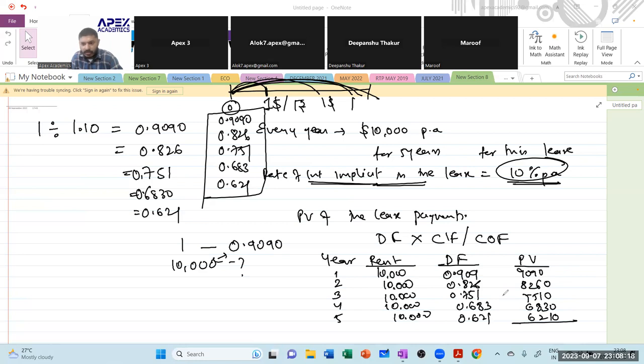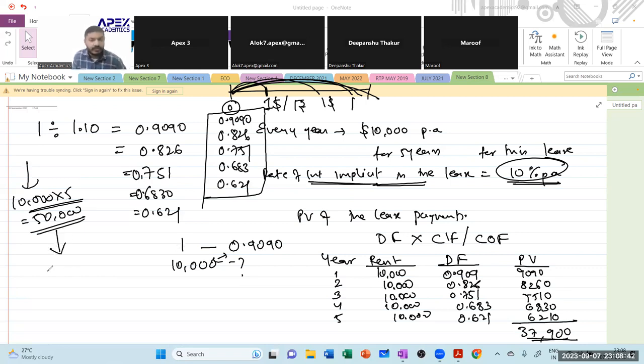So 9090 plus 8260 plus 7510 plus 6830 plus 6210. What is the total? The total is 37,900. So for anybody who feels that he or she is paying 10,000 for 5 years, and they are paying 50,000 at the end of it, they are not paying 50,000 at the end of it.